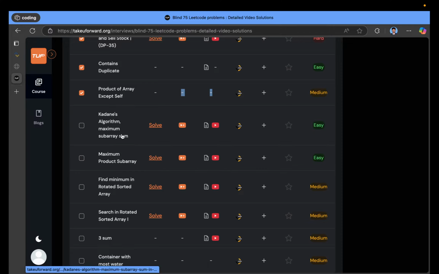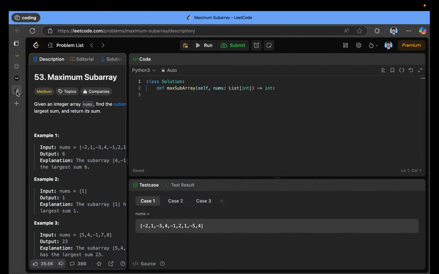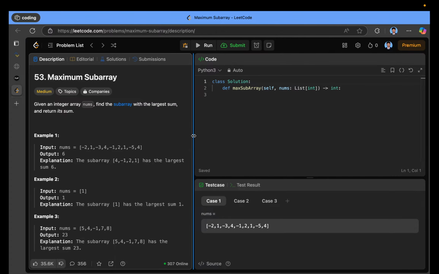Kadane's algorithm. I don't know what this is. Maximum subarray. Okay, subarray. Given an integer array nums, find the subarray with the largest sum and return its sum.